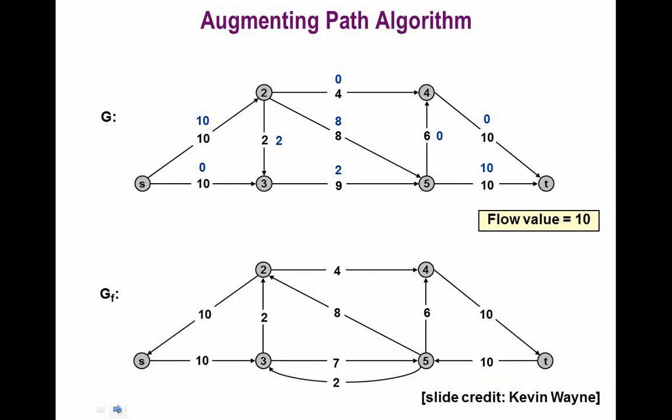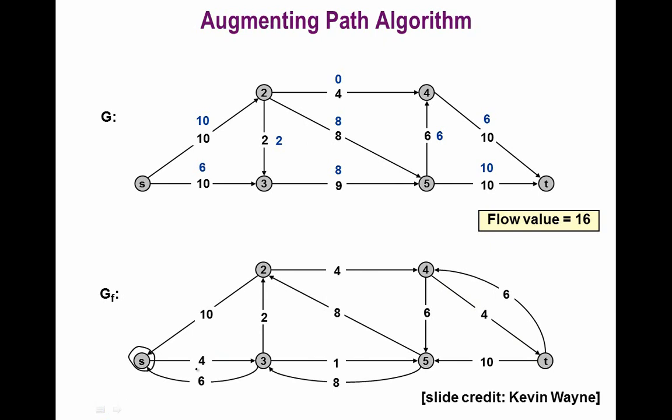Now we keep playing this game. We find so-called augmenting paths that allow us to push more flow from source to sink, until there is no viable path left in our residual graph. So let's look at this situation now. Current flow value is 16.